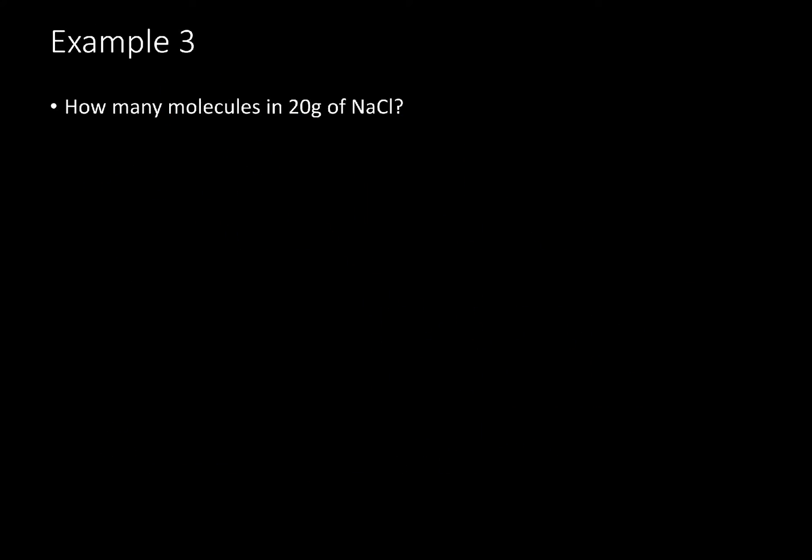Now example 3 is like what I told you in the beginning of this video, where you cannot go from one unit directly to another. So in this case, they gave you the grams of NaCl. That one's given, and the number of molecules is what you're looking to find. Now remember that molecules to grams conversion is impossible.